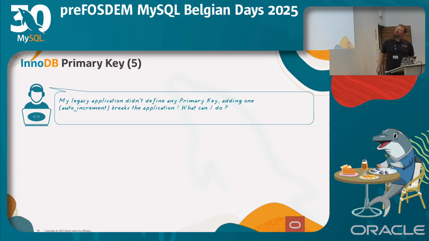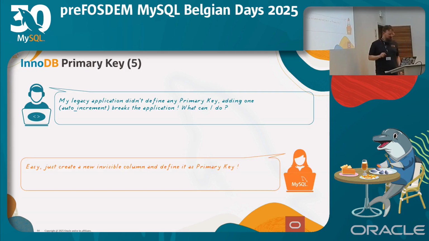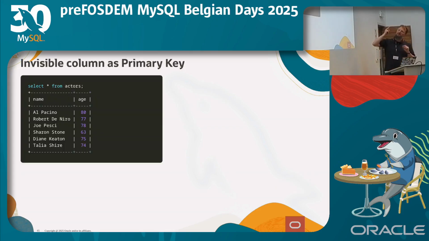Now, let's say I have a very old application, which happens a lot. People want to use a very old application with the latest MySQL. For MySQL we are happy, but this sometimes gives issues, like, oh, my PHP 4 is not working anymore. So what can I do? Just create an invisible column and define it as a primary key. Maybe you know it or not, but since MySQL 8, we have some hidden columns.